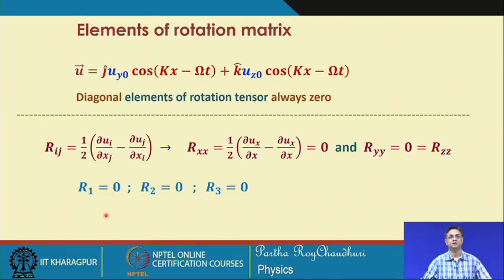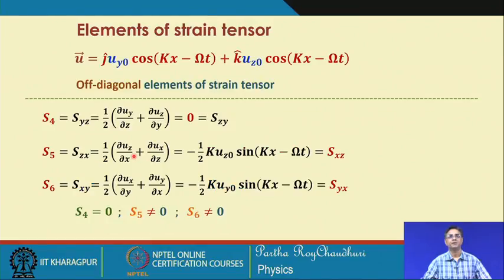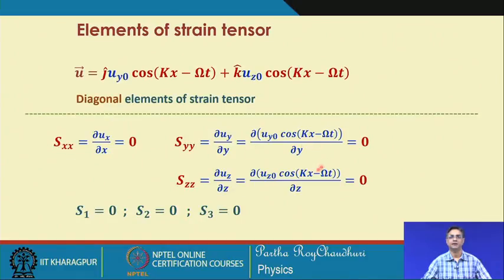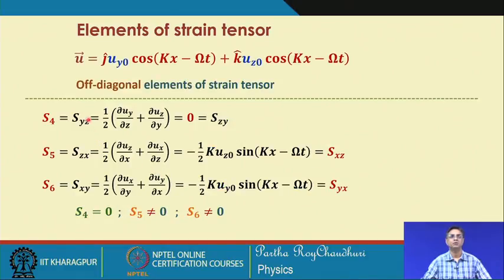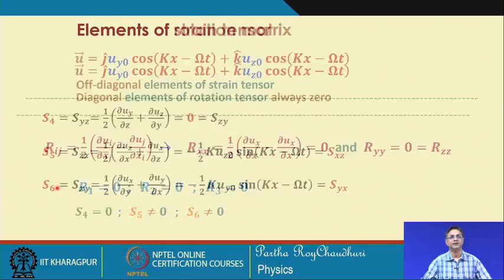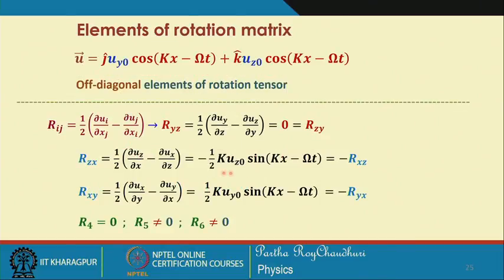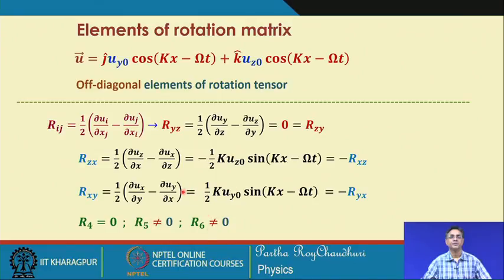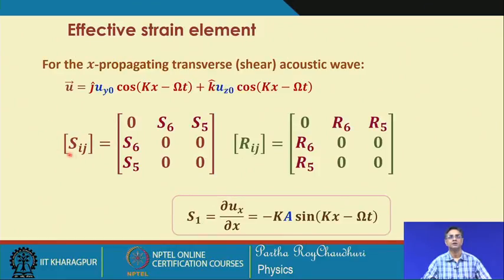So, we can see that all the diagonal elements are 0. For the case of the strain matrix, all the diagonal elements are again 0, and only S 5 and S 6 are non-zero. In the same way for the rotation matrix also, R 5 and R 6 are non-zero.